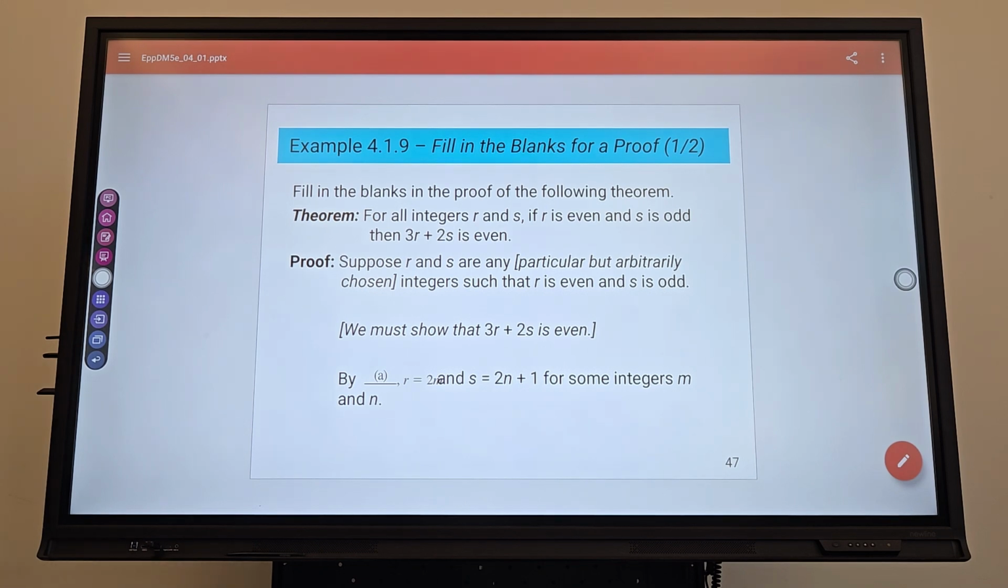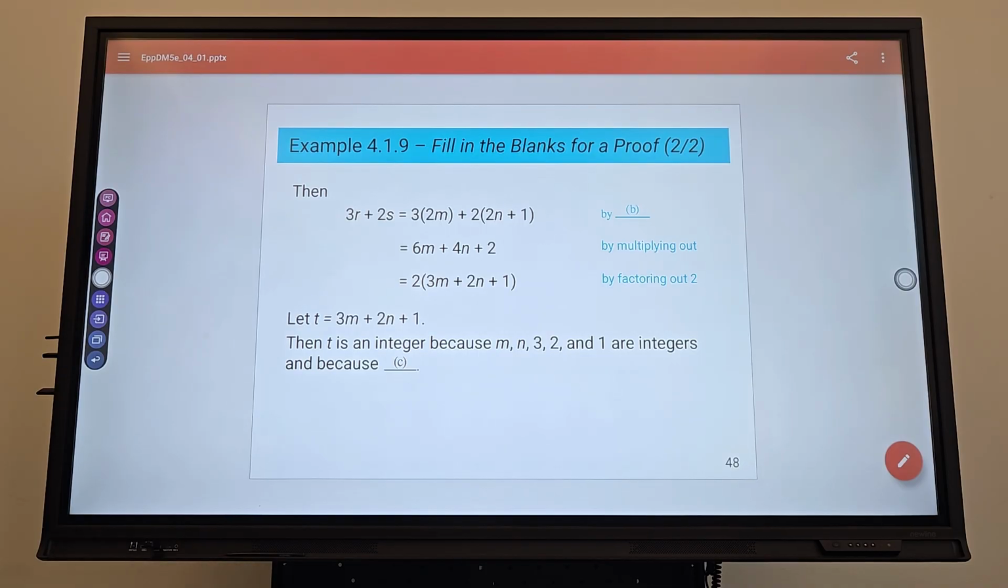Fill in the blanks in the proof of the following theorem. For all integers r and s, if r is even and s is odd, then 3r plus 2s is even. Suppose that r and s are any integers such that r is even and s is odd. By the definition of odd and even, r equals 2m and s equals 2n plus 1 for some integers m and n.